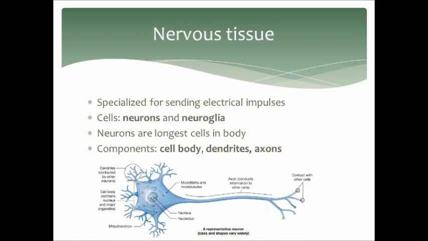And our fourth type of tissue is nervous tissue. So it's specialized for sending electrical impulses. The different types of cells in the nervous tissue are neurons and neuroglia, and we'll talk way more about this when we get to the nervous system.